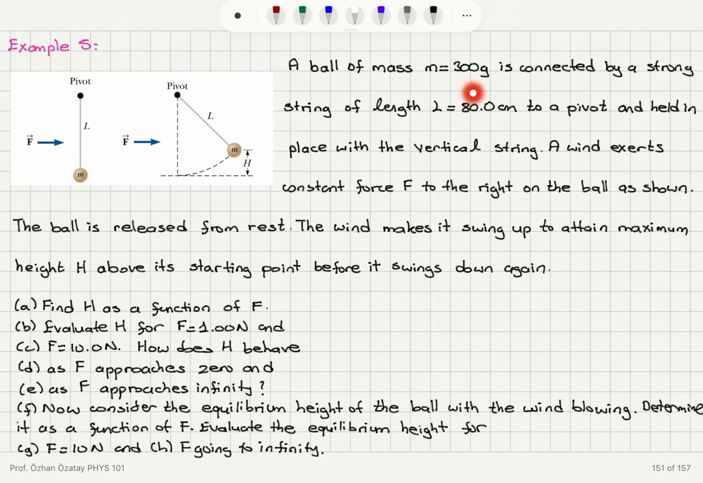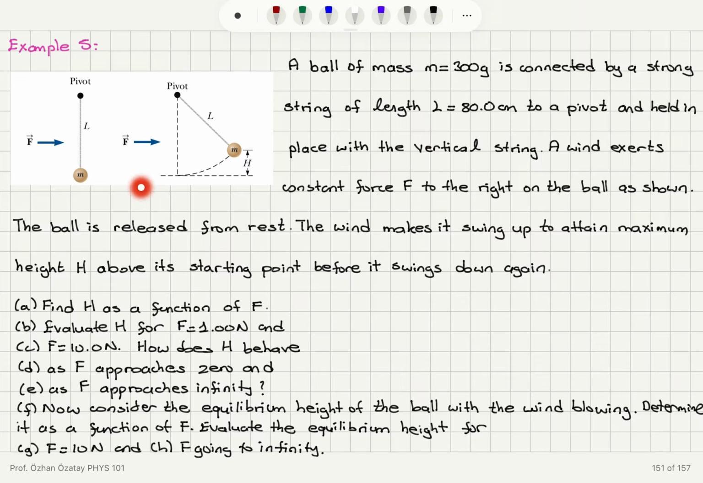A ball of mass 300 grams is connected by a strong string of length 80 centimeters to a pivot and held in place with the vertical string. A wind exerts a constant force F to the right on the ball as shown. The ball is released from rest.